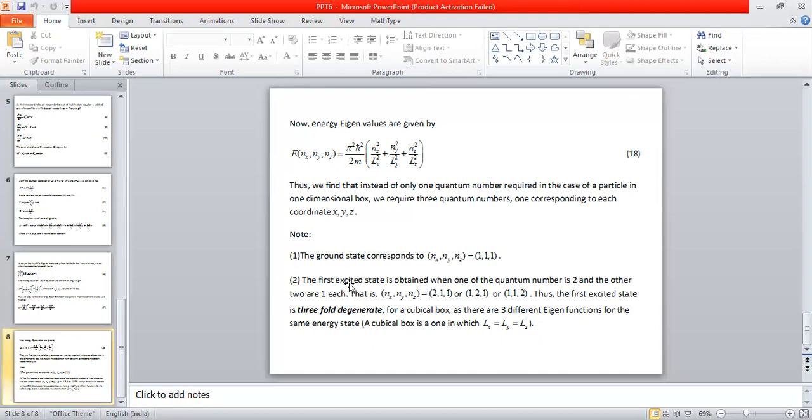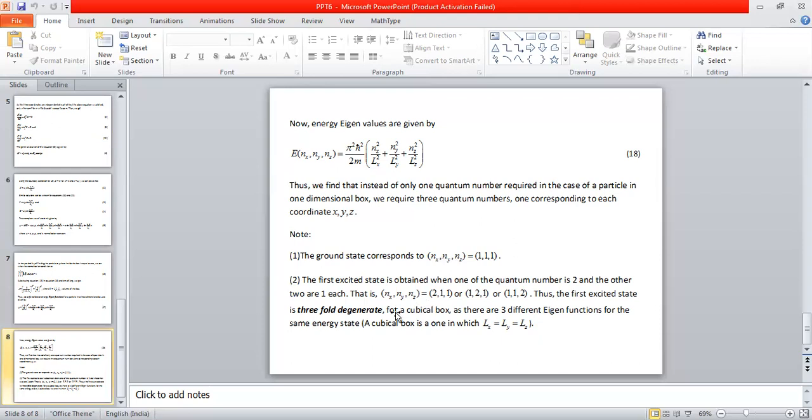Now, if I go to the excited state, the next possible level after the ground state is what we call the first excited state. In the case of the first excited state, out of these three quantum numbers, any one quantum number has to take a value of 2, and the other two have to take a value of 1 and 1.